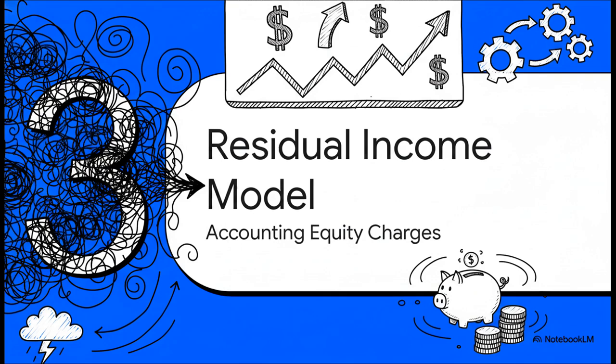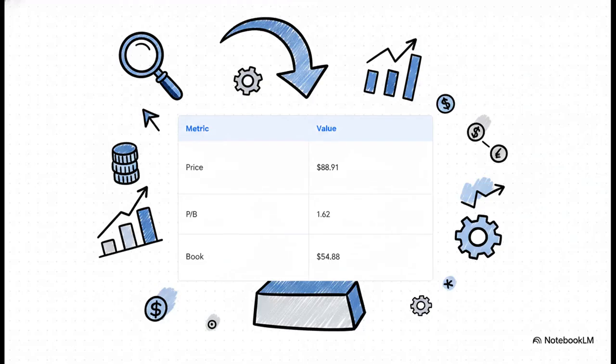Section 3. The residual income model. Accounting for equity charges. So we pivot. The residual income model is basically our secret weapon when cash flows are messy or totally negative like we just uncovered. To run this, we first need the company's book value, essentially what its net assets are worth on paper.